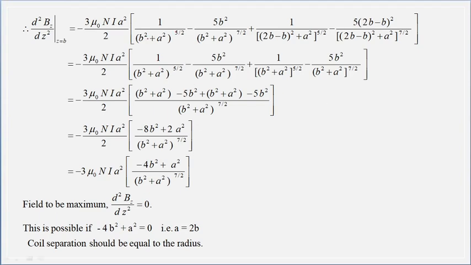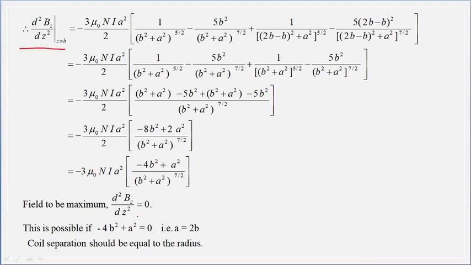We get z equal to b. Here b square, here b square. This is 2b and 2b. And then we'll simplify this. So we simplify all these terms, find the LCM of that, and when you simplify, what you get in the numerator is minus 3 mu naught n I a square and minus 4 b square plus a square, divided by b square plus a square raised to 7 by 2. This is what you will get. This is the second derivative.